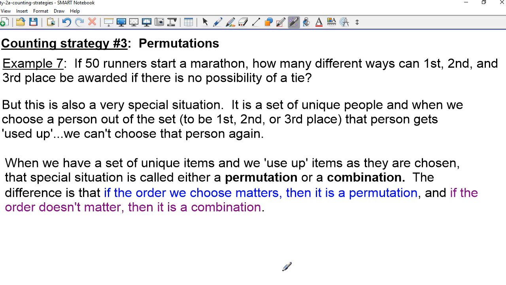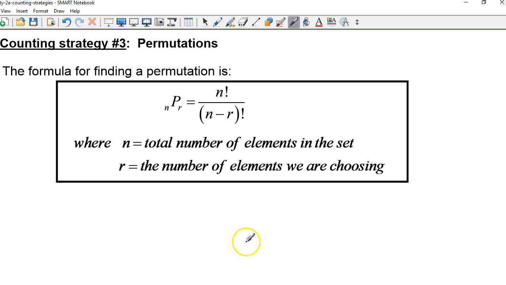And the difference between the two is if the order that we choose matters, if the first box and the second box and the third box are different in some way, then that is called a permutation. And if the order doesn't matter, then it's called a combination. So the formula for finding a permutation is given right here. nPr is equal to n factorial over n minus r factorial, where n is the total number of elements in the set and r is the number of elements we're choosing.